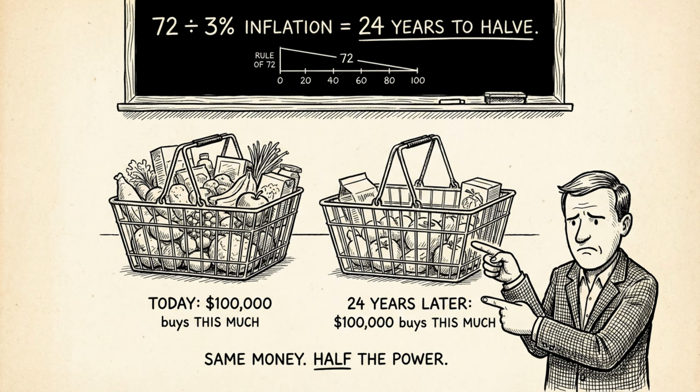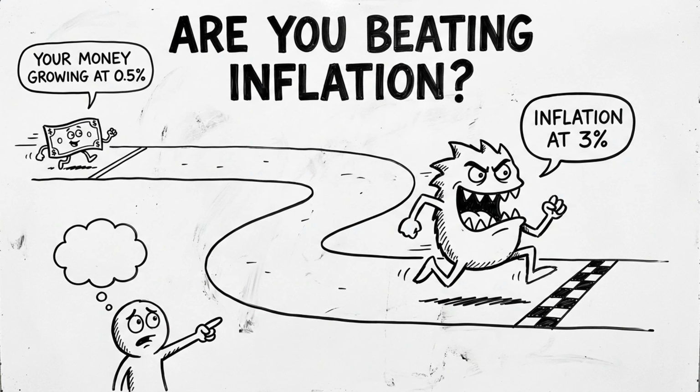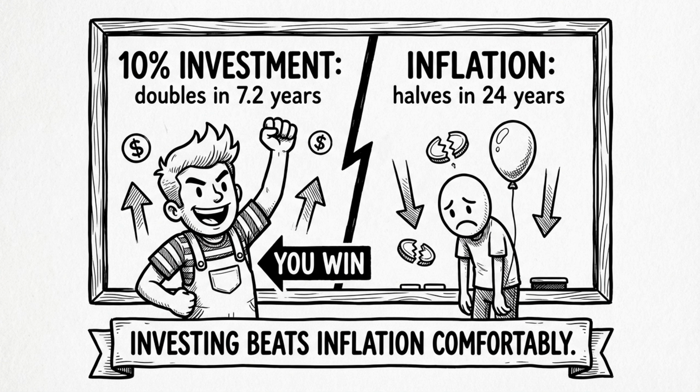Here's the critical question the Rule of 72 helps you answer. Is your money growing faster than inflation is shrinking it? At 3% inflation, your purchasing power halves every 24 years. If your investments return 10%, your money doubles every 7.2 years. You're winning comfortably. But if your savings account returns 0.5%, your money doubles every 144 years. Inflation doubles in 24. You're losing every year without spending a single dollar. The Rule of 72 is not just about growing wealth, it's about knowing whether you're actually keeping up.